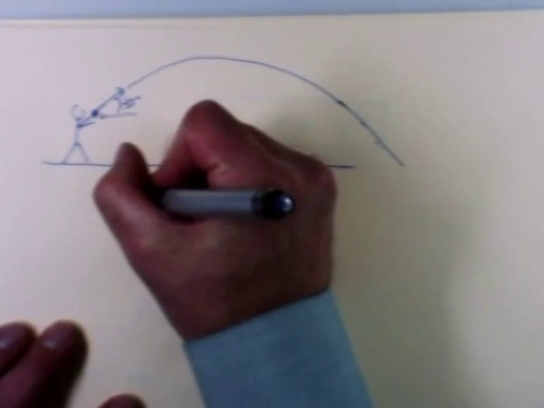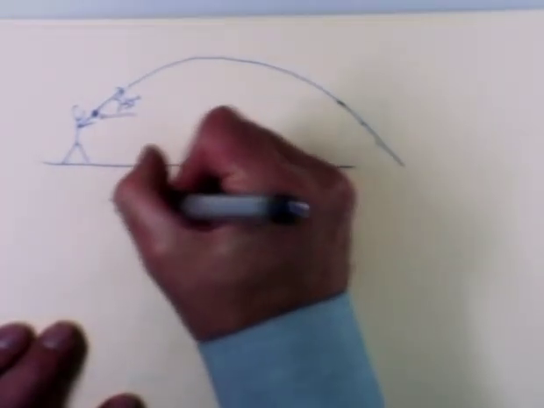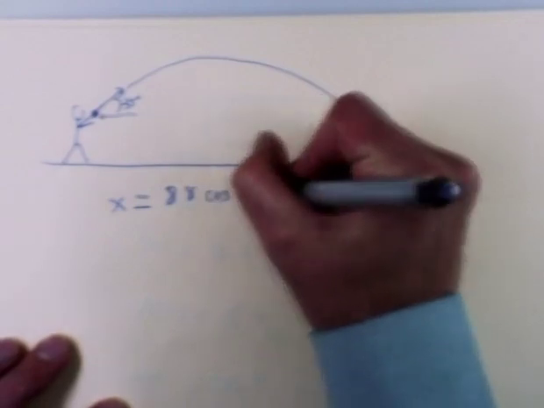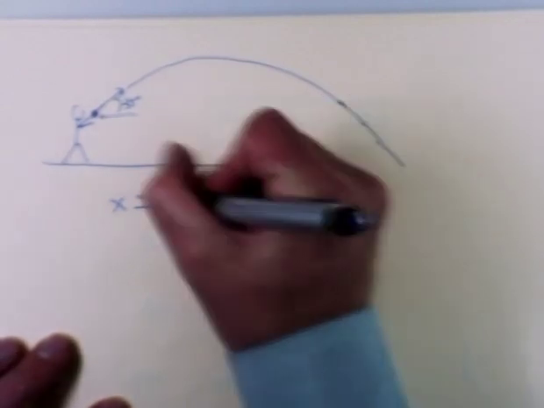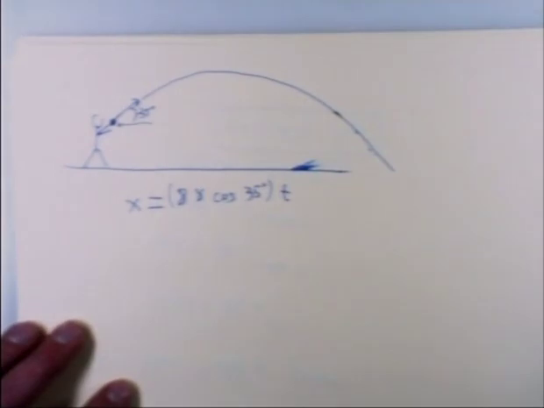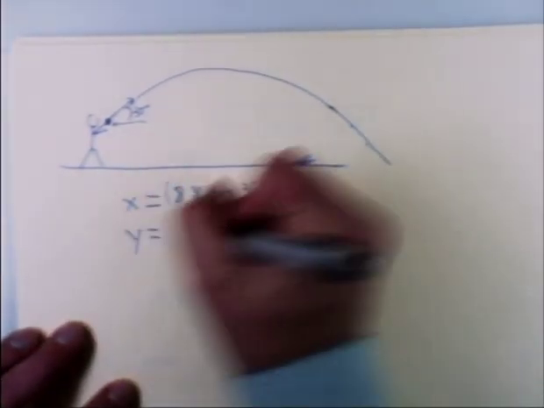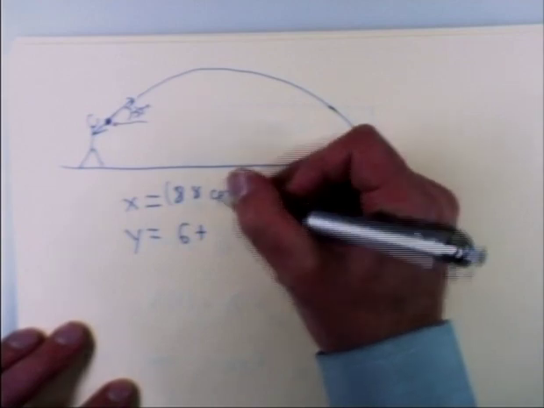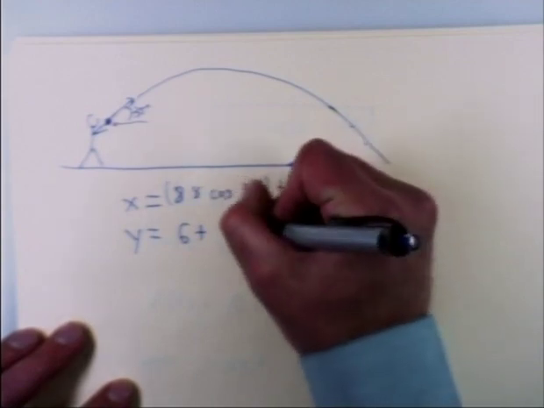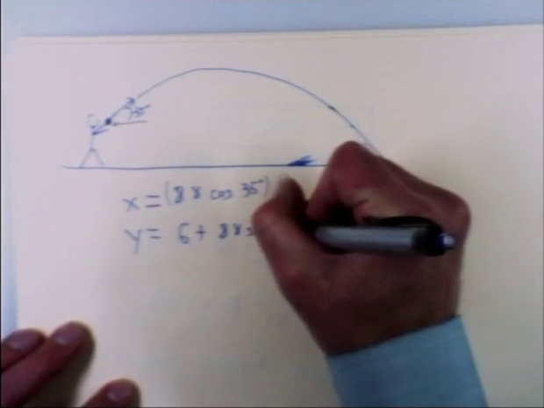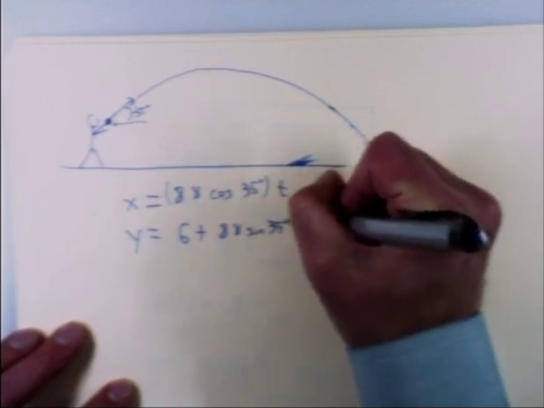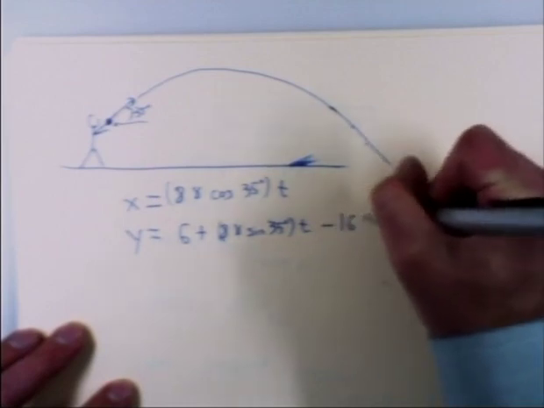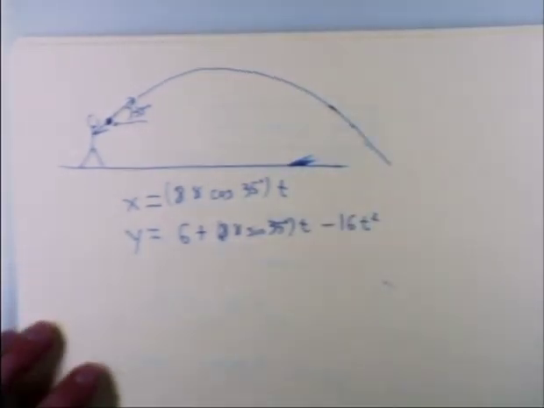In fact, the physics department could help us pretty explicitly. The x-coordinate is written as something like this: 88 times the cosine of 35 degrees times t, where t is the number of seconds. And the y-coordinate is 6. That 6 is going to represent the original height from which Jimmy threw the ball. 6 plus 88 times the sine of 35 degrees times t minus 16 times t squared.